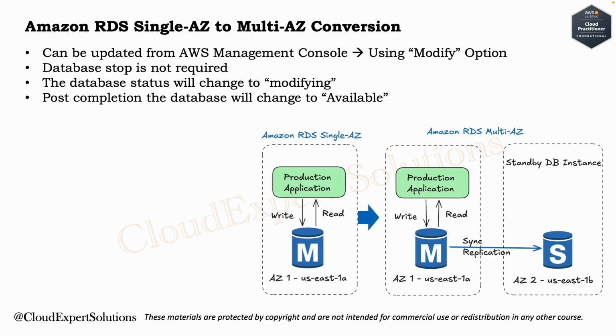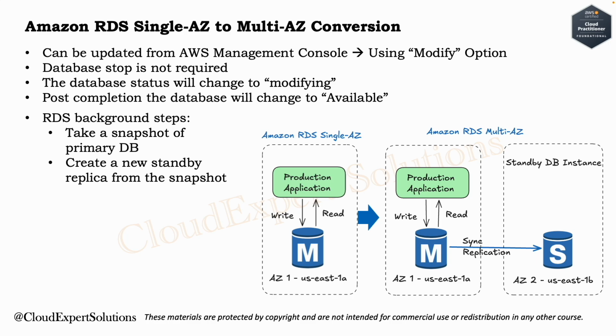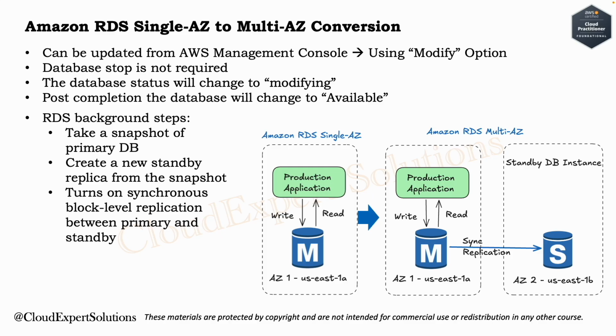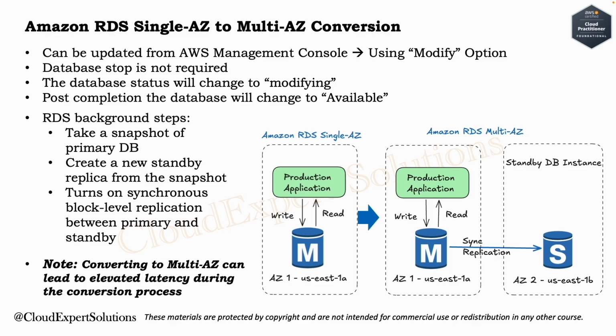When you modify the database instance, behind the scenes, RDS will create a snapshot of the primary database instance. That means the snapshot of the EBS volume of the primary database. Then RDS will create a new volume for the standby replica from the snapshot. And finally, RDS will turn on synchronous block level replication between the primary and the standby instance. Converting to multi-AZ can lead to elevated latency and performance impact during this conversion process, especially for instances with large storage volume or with a heavy write workload.